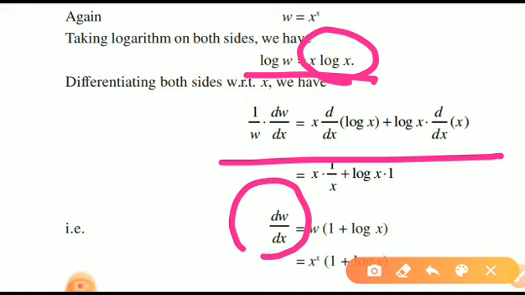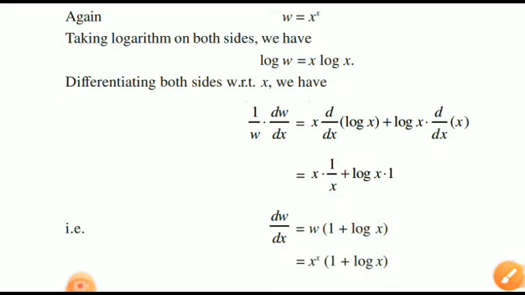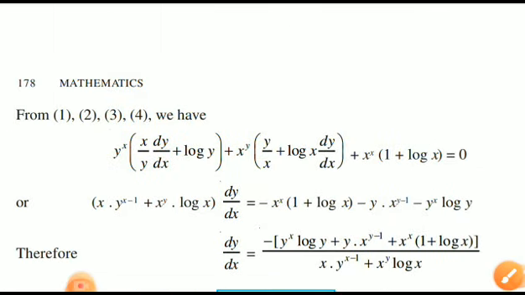Again dw by dx, you will be getting w into this, that is 1 plus log x. So w was nothing but x raised to x. Is that clear? So we have found du by dx, dv by dx and dw by dx. Now what is the next procedure? Just add all this. Adding all this will be my required answer.